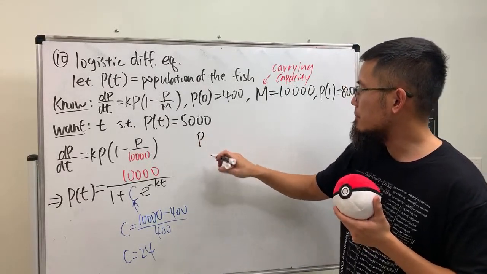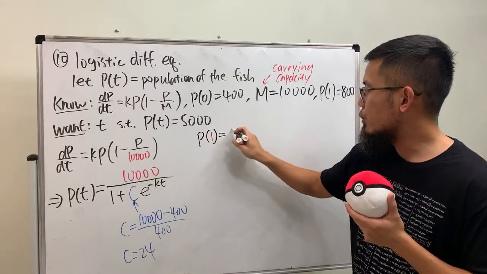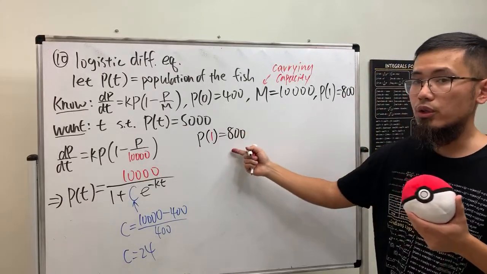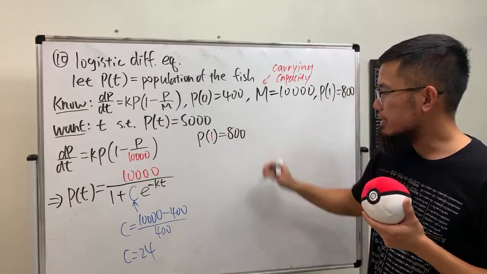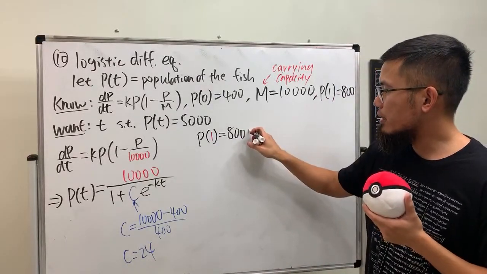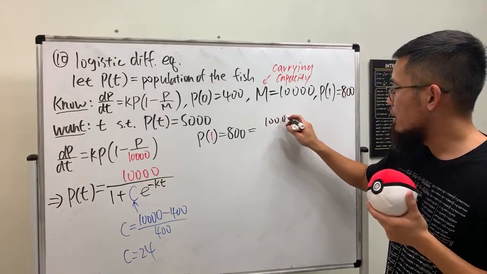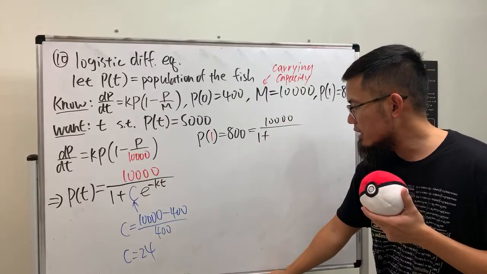We know P of 1 is equal to 800, right? P of 1 is equal to 800. Why? Because we want the amount to be doubled, right? All right, so here is the deal. This right here is equal to that, which is 10,000 over 1 plus c is 24.